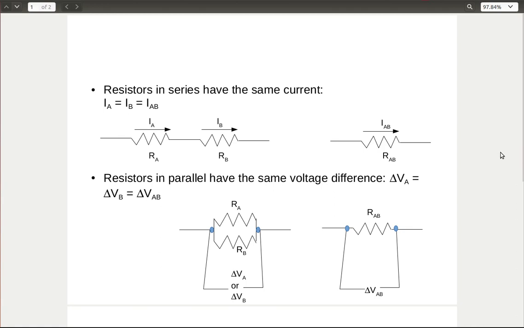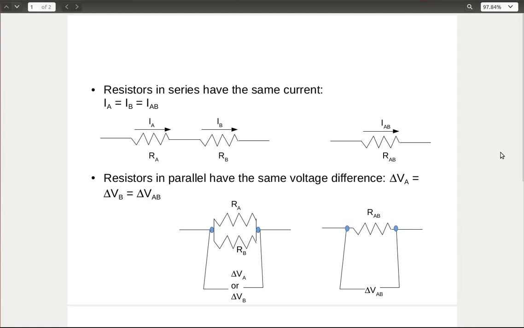This lecture is going to be a quick note about how to think about current moving through resistors. To really understand this requires working through problems, but I want to have a quick description of what resistors in series means and what resistors in parallel means. Let's begin with resistors in series.